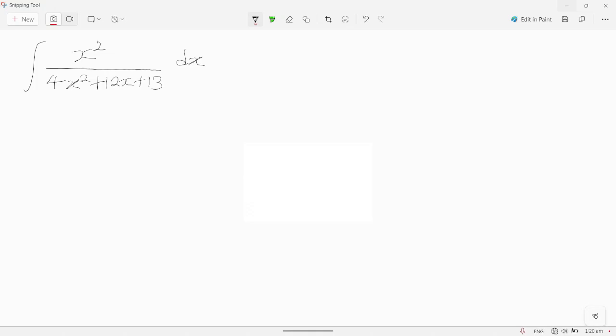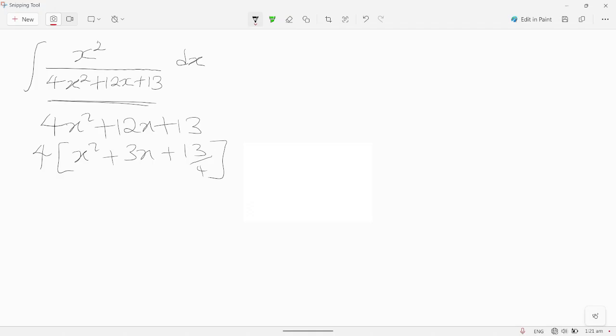But the easiest way to solve this question is a combination, but the first thing you have to use is substitution. From the denominator which I've been given, which is 4x squared plus 12x plus 13, we're going to complete the square. So we do some manipulation so that before we use substitution, we have already simplified the denominator. First, you factorize the 4, and you remain with 4 times x squared plus 3x plus 13 over 4.